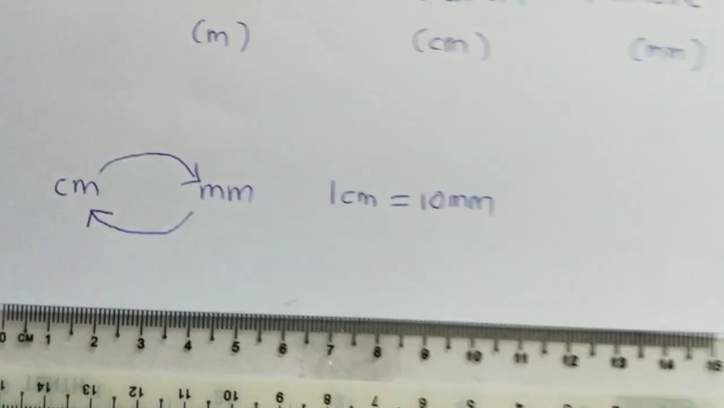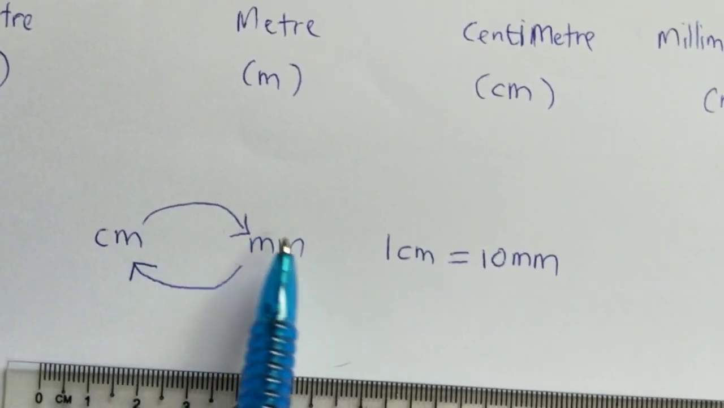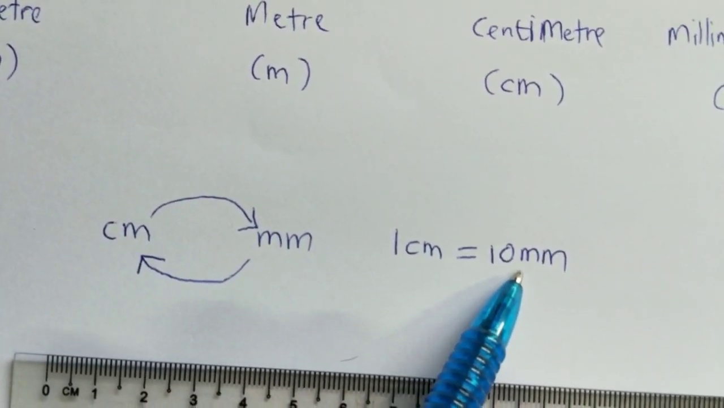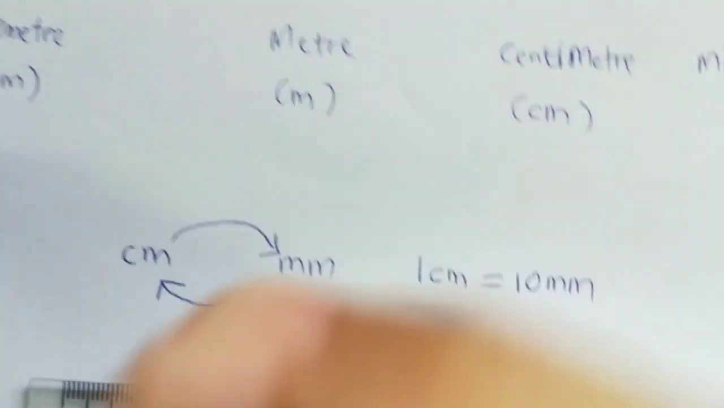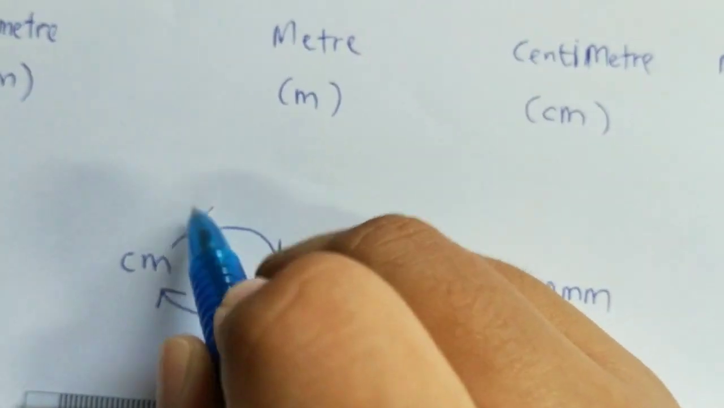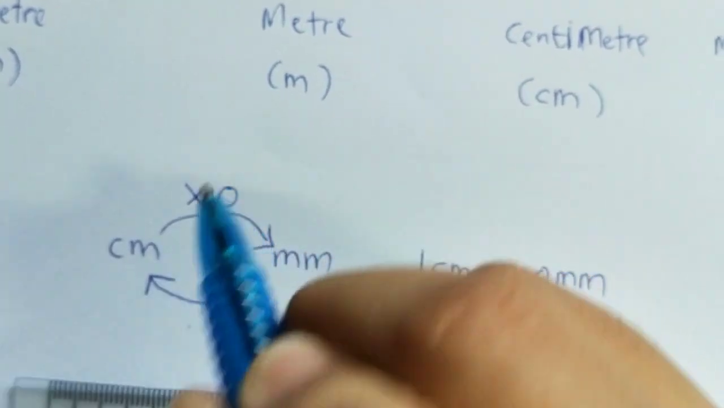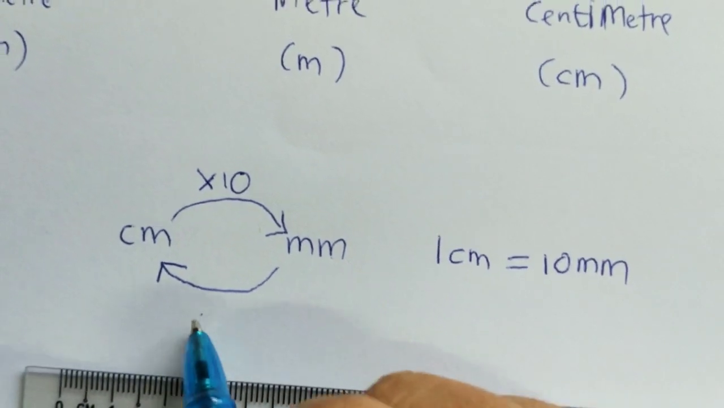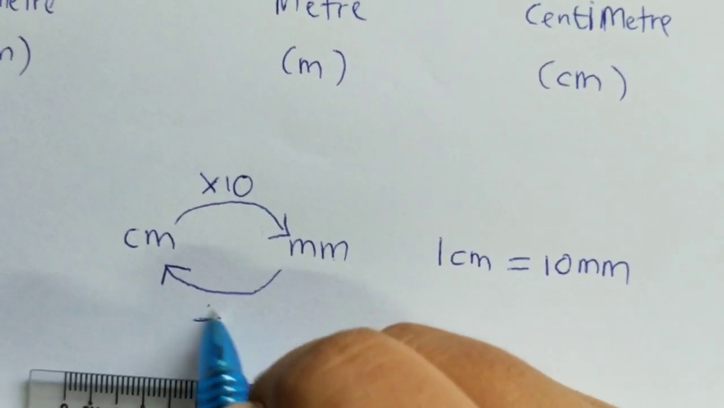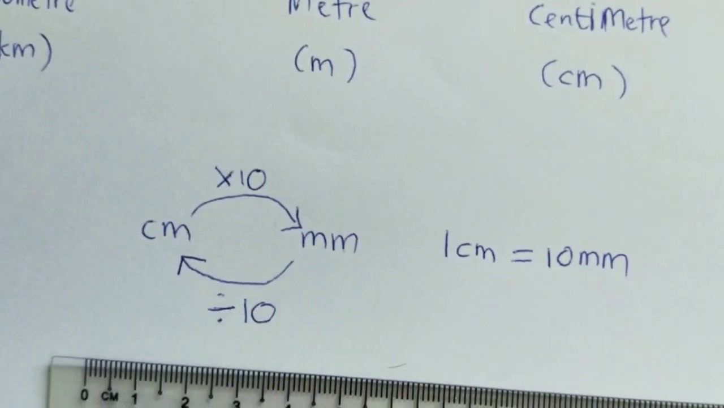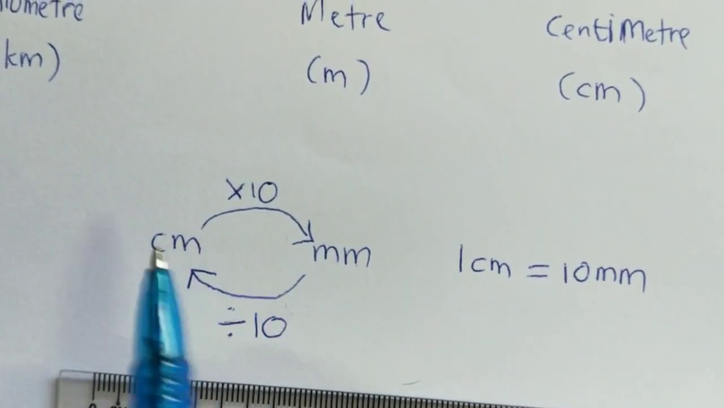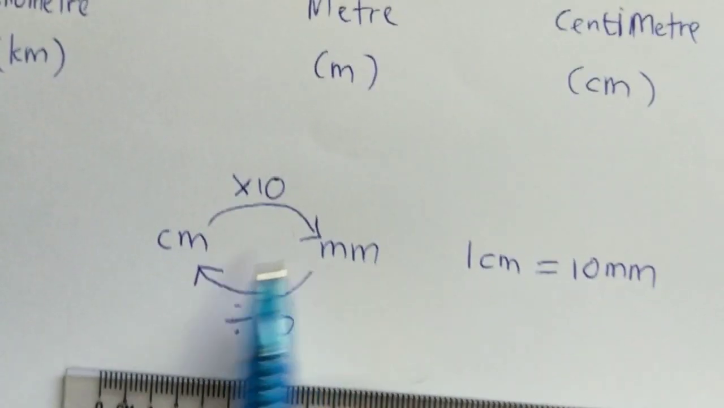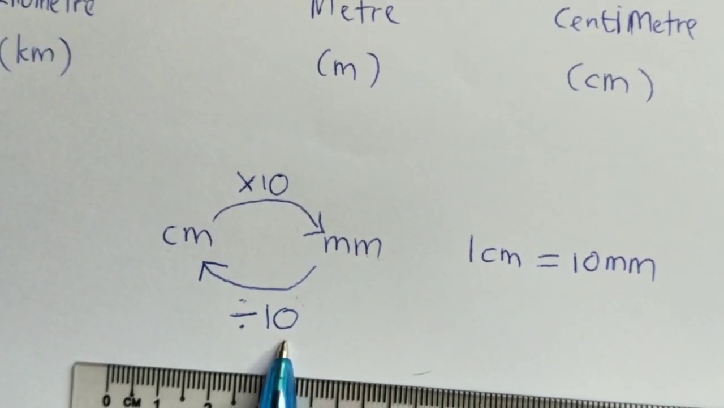Okay, so how do you convert centimeter to millimeter? In 1 centimeter, you have 10 millimeter, right? So you multiply by 10. And then, if you want to convert millimeter to centimeter, you divide the number by 10. Okay, so you remember this formula. Centimeter to millimeter, you multiply by 10. Millimeter to centimeter, you divide by 10.